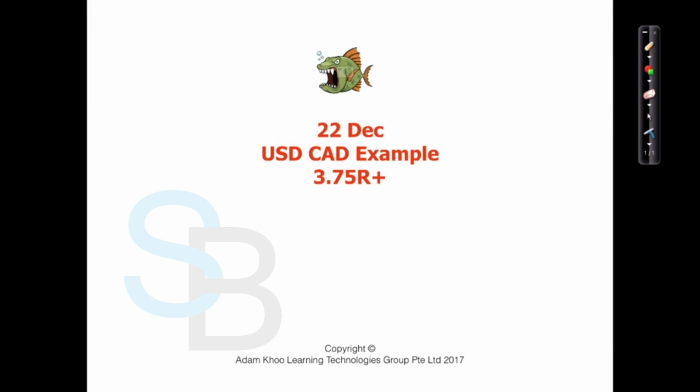Okay, for the final example, this is 22nd of December, another Dollar Canadian trade. This resulted in a 3.75 hour win. So let's take a look at this final example.